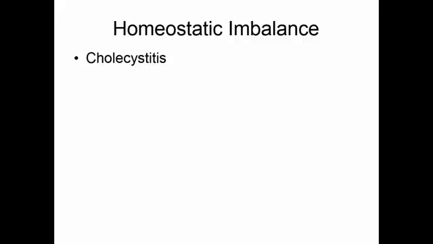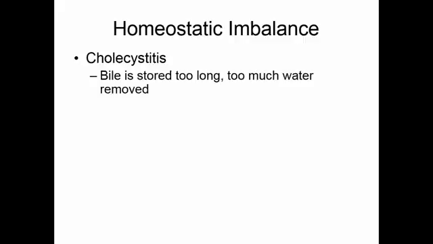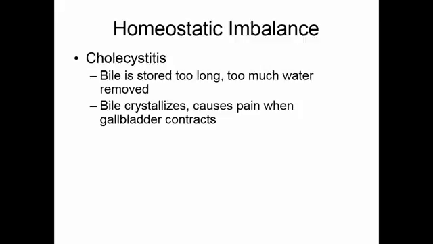Cholecystitis is an inflammation of the gallbladder. If bile is stored for too long in the gallbladder, water is reabsorbed from it. This will make the bile salts crystallize. The bile salts will have sharp points on them. When the gallbladder contracts to release bile, it causes pain. Gallstones are the usual cause for cholecystitis. Sometimes an infection can cause it, but typically it's gallstones.